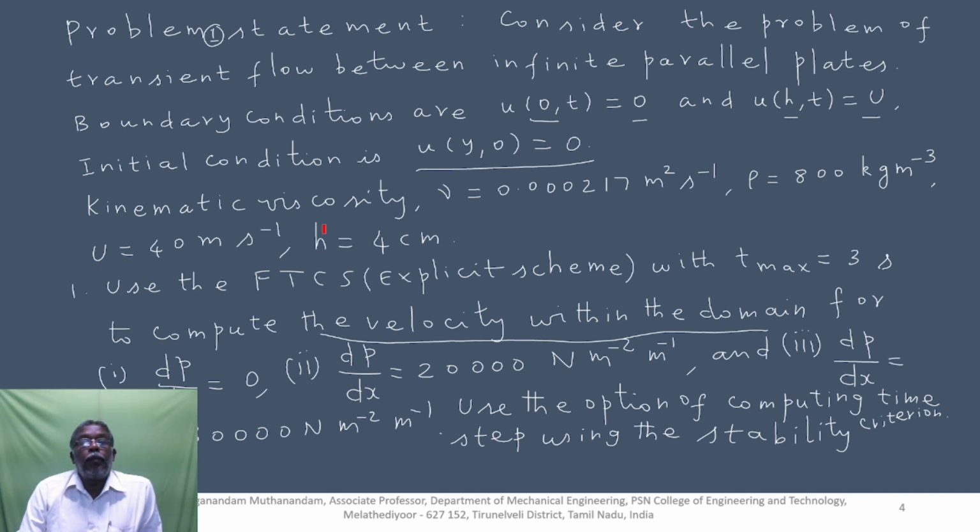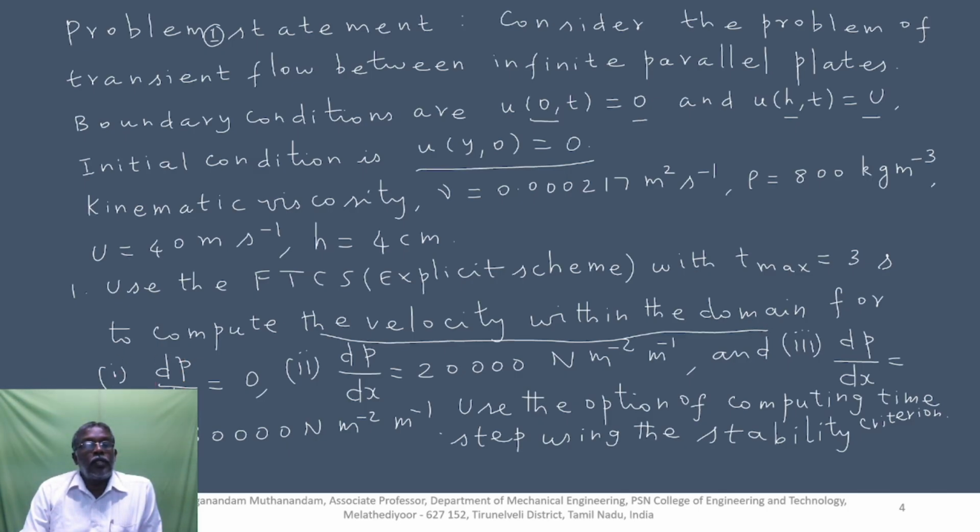The distance between the plates: there are two parallel plates, one is the top plate, another one is the bottom plate, and the vertical distance between them is 4 centimeter. The problem is to use the FTCS scheme, that is, an explicit scheme, forward time, central space, scheme of finite difference with T max, maximum time period, equal to 3 seconds, to compute the velocity within the domain for 3 different cases.